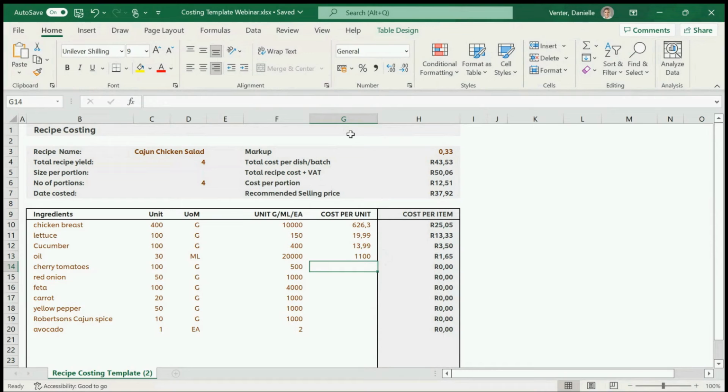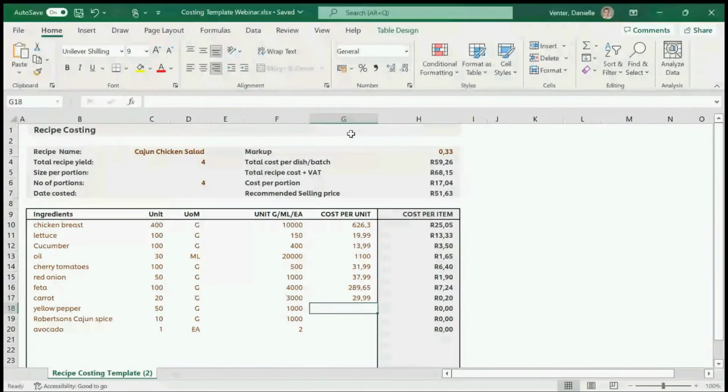Cherry tomatoes, also very expensive at the moment. We're paying 31 Rand 99. Red onions, 37 Rand 99 for a kilo. The feta cheese, we're paying 289 Rand 65 for a 4-kilo bucket. Carrots, 29 Rand 99 for a kilo. Oh, sorry, that's for 3 kilos.